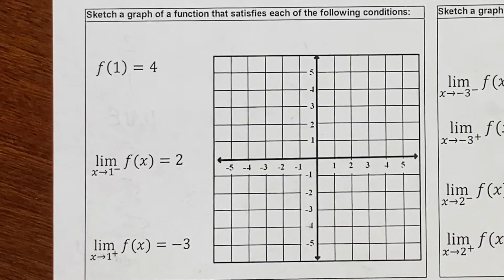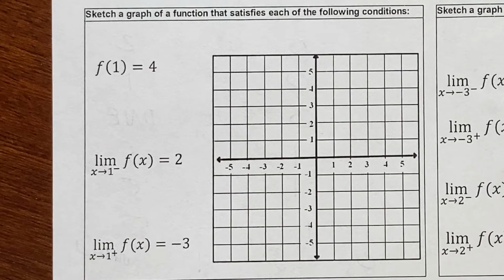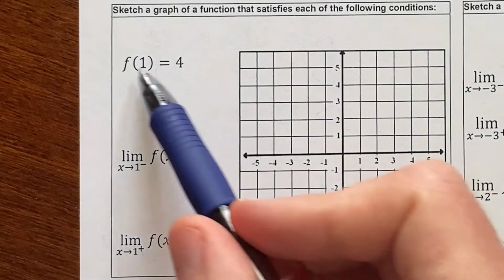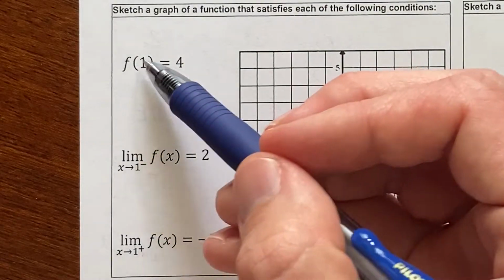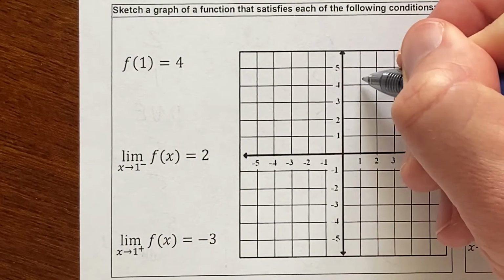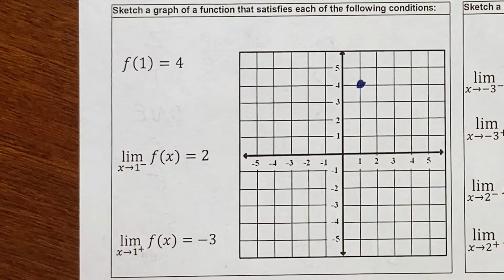Let's flip it over. Gonna sketch a graph of this function given the conditions. All right, this first one looks pretty nice and easy. F of 1 equals 4. So when I plug 1 into my function, I get 4. That means closed dot right there.